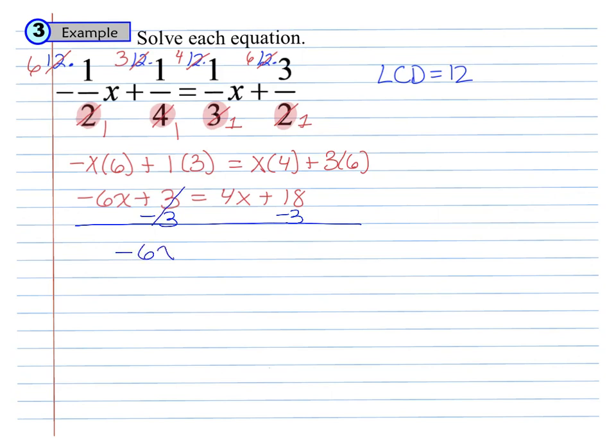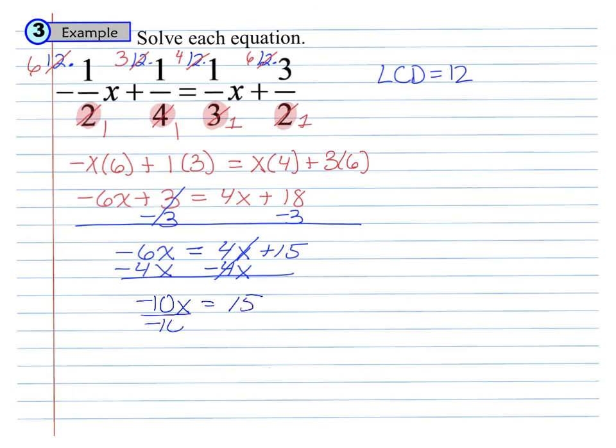So I have negative 6x is equal to 4x. 18 minus 3, they're different signs, so you're going to subtract and keep the sign of the bigger number. So that's going to be positive 15. Since 18 is positive, your answer is going to be positive. I'm going to subtract the 4x from the other side by doing its opposite. That makes that a 0. And since negative 6x and negative 4x are both the same sign, you're going to add them and keep the sign. So now it's going to be a negative 10x is equal to 15.